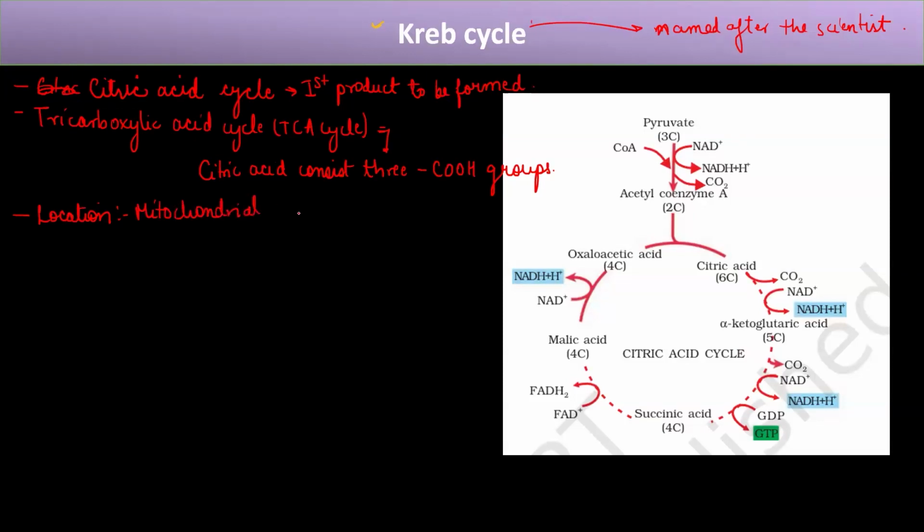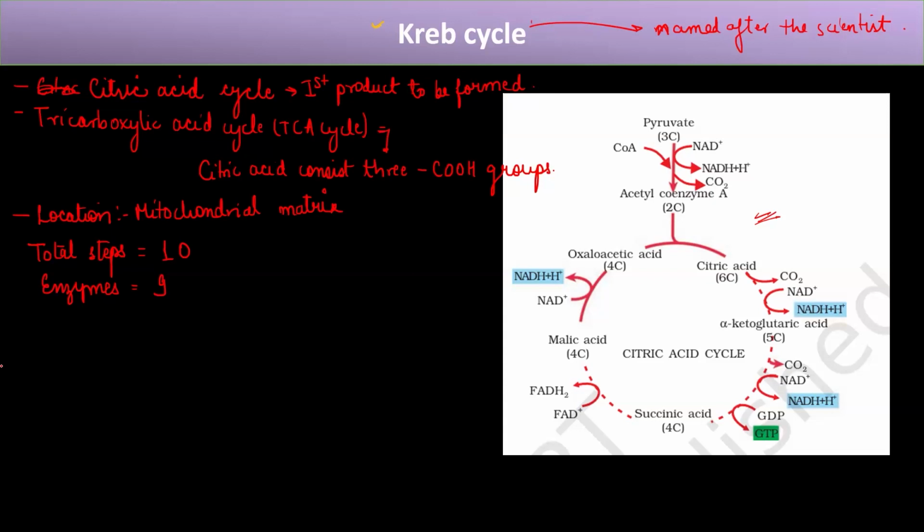It is located in the mitochondrial matrix. Now, how many steps are involved in this? The total steps involved is 10. We'll see, this is a typical TCA cycle, but we will understand each of these things one by one: what is forming, what the enzymes involved are, and the number of enzymes. Although the number of steps is 10, the number of enzymes involved is 9. So we'll see that there is a repetition of one enzyme.